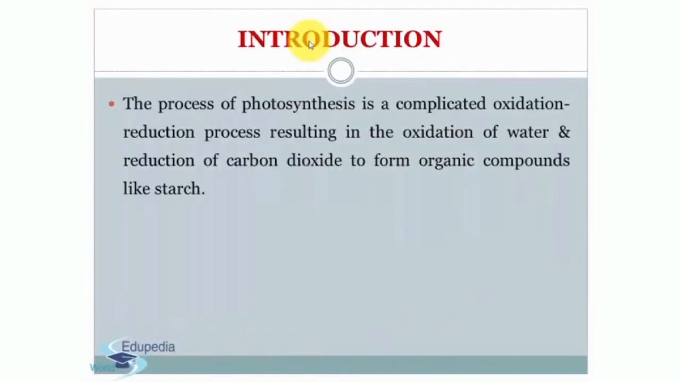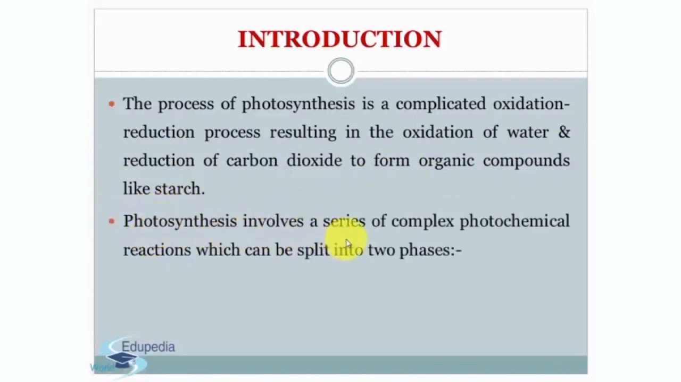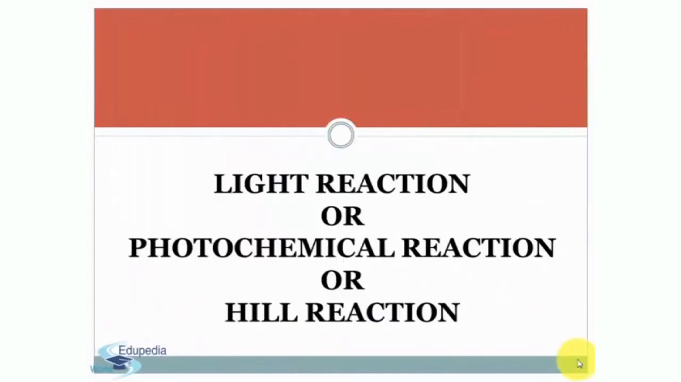The process of photosynthesis is complicated. It is an oxidation reduction process resulting in the oxidation of water and reduction of carbon dioxide to form organic compounds like starch. Photosynthesis involves a series of complex photochemical reactions which can be split into two phases. The first one is the light reaction and the second one is the dark reaction. In this video lecture, I will explain only about light reaction.